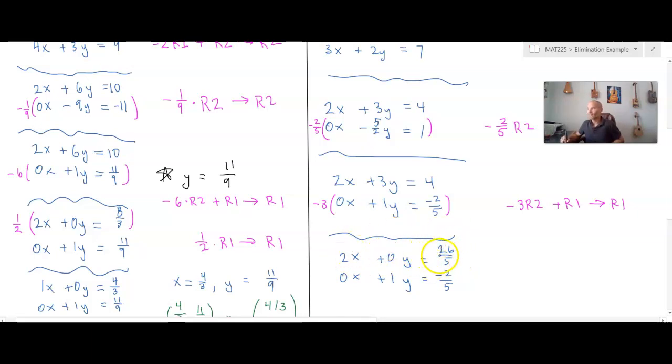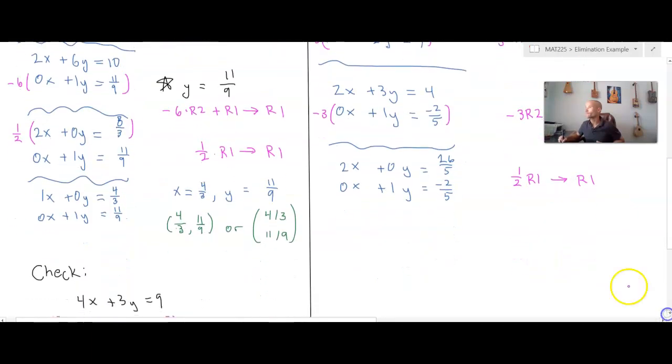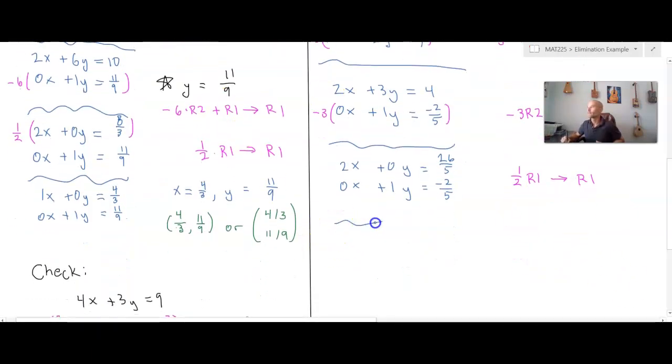So if I take 1/2 of both sides, that will allow me to get x. So I'm going to take 1/2 of row 1, and I'm going to store that result in row 1. Perfect. So 1/2 of 2x, put my 1/2 here. 1/2 of 2x is 1x.